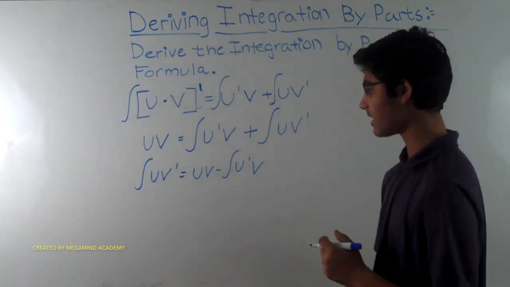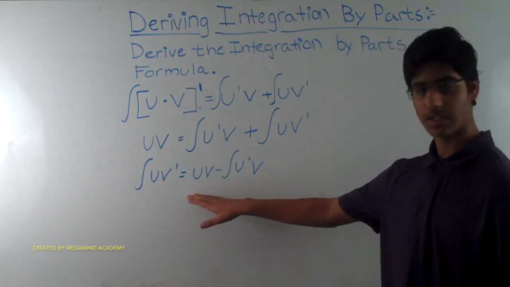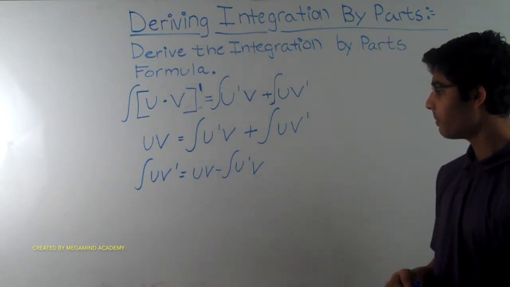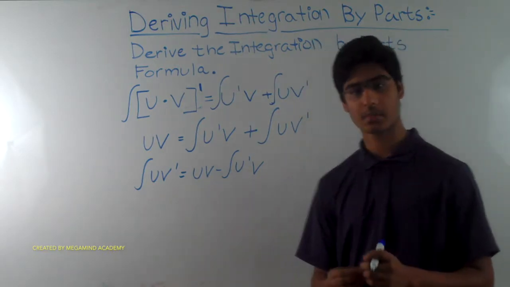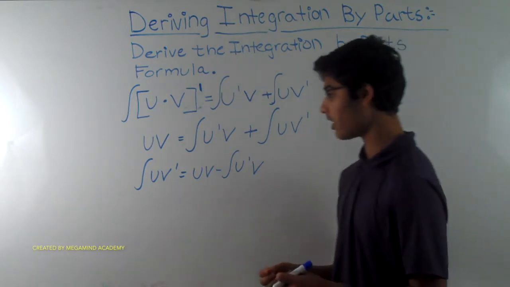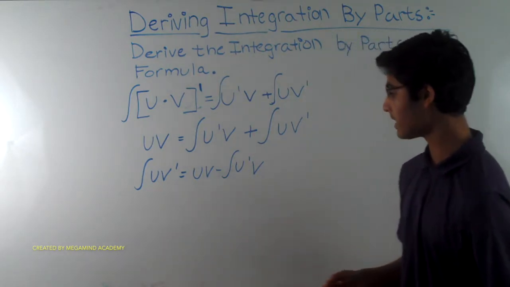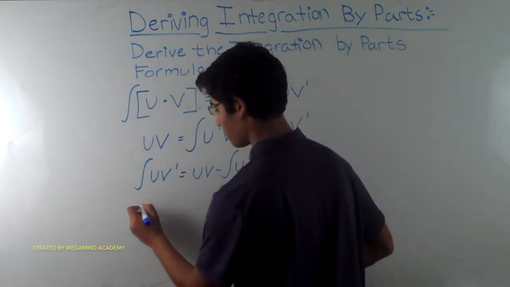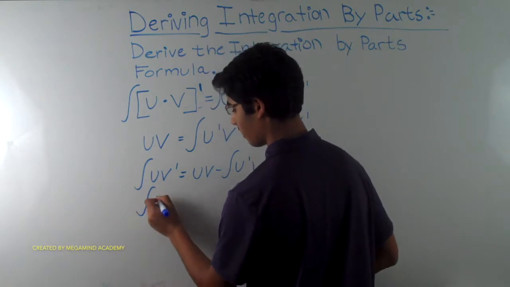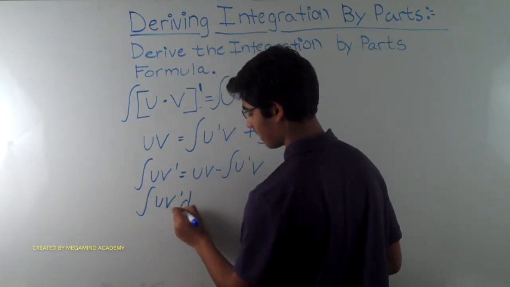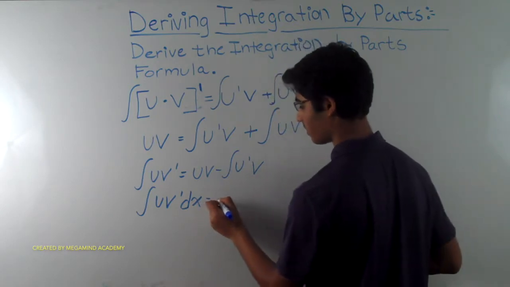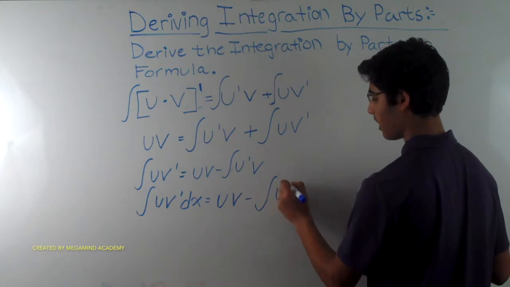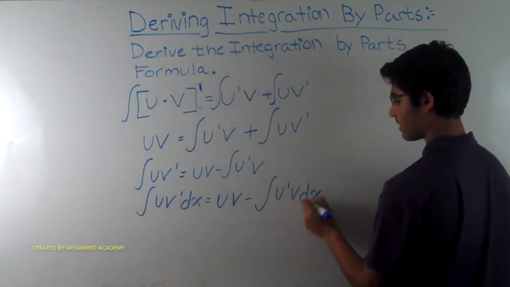But let's take this a step farther. We can see how we got here: we subtracted this integral from both sides of this equation. But when we're looking at this, we can see that something is missing. We know that these integrals are in terms of dx. So that means that we have to write dx after these integrands. So this would be equal to the integral of u times v prime dx, which is equal to u times v minus the integral of u prime v dx.